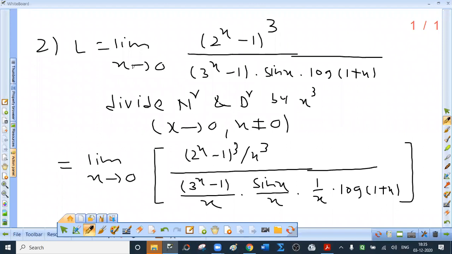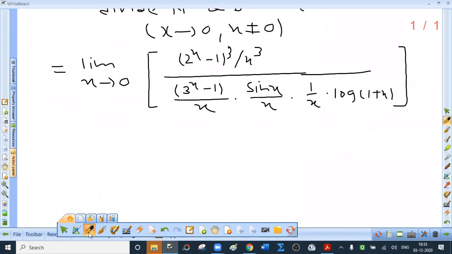Second, let L be the limit x tends to 0, 2 raised to x minus 1 cube upon 3 raised to x minus 1 into sin x into log of 1 plus x. You have to divide numerator and denominator by x cube. Why? Because it is cube of 2 raised to x minus 1. If you take care of numerator, denominator will take your care. See, in the denominator also there are 3 terms. So we give x to each of these 3. 3 raised to x minus 1 upon x, sin x upon x. Now, instead of writing log of 1 plus x upon x, I have written 1 upon x log of 1 plus x. Why? Because I have to write n log m as log of m raised to n.